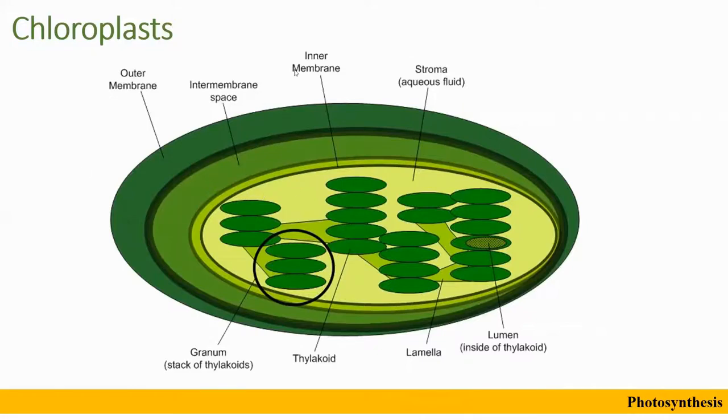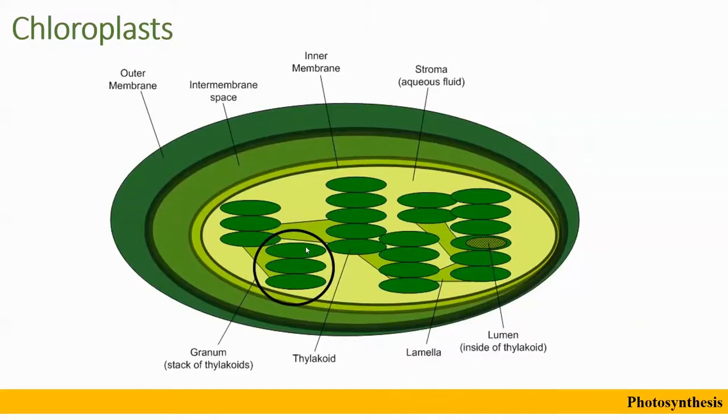Chloroplasts are the site of photosynthesis in plants, and they are surrounded by a double membrane that contains structures that are involved with the process of photosynthesis. The outer and inner membranes are separated by an intermembrane space.